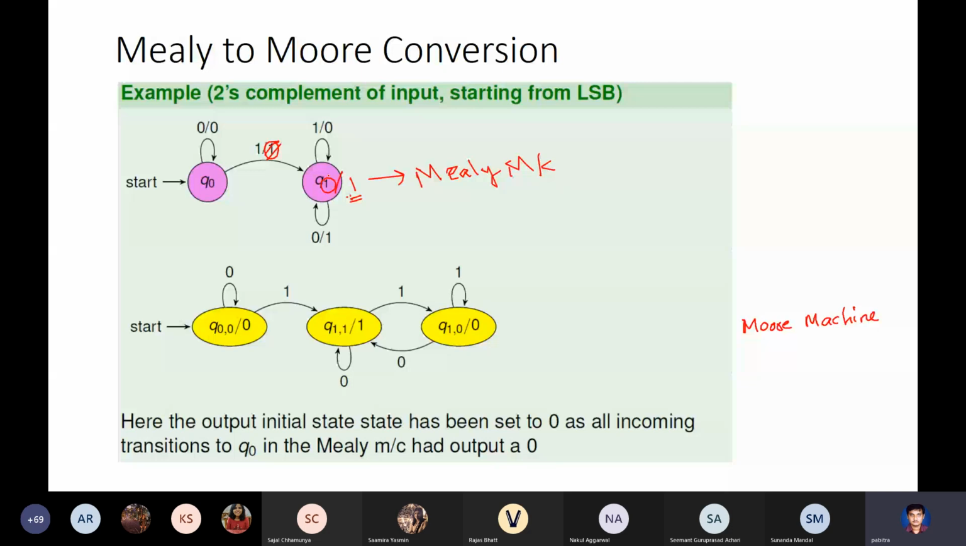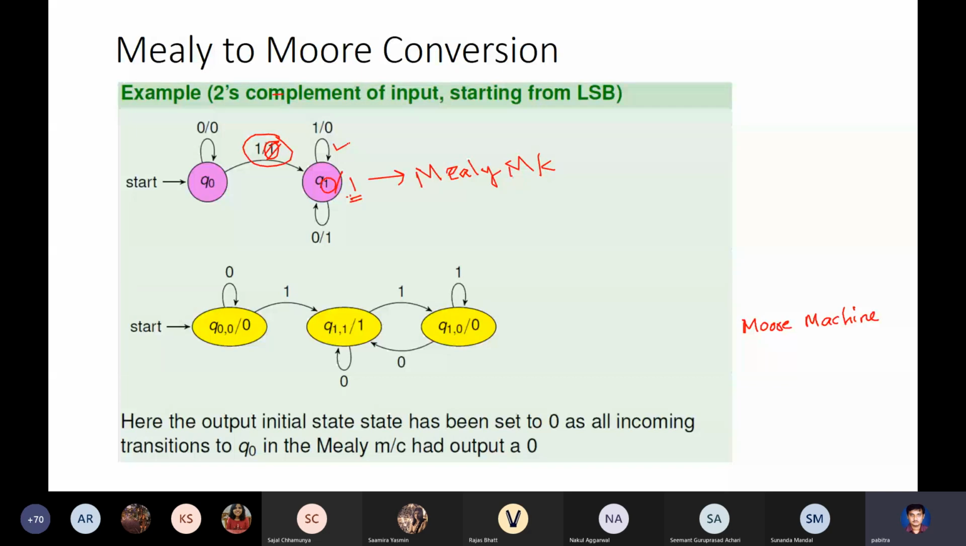So I am in Q1. I received an input 1. I'm back to Q1. I'm in Q1 again, but now I should output a 0 according to this edge in the Mealy machine. But I have already said that whenever I am in Q1, I should output 1. So this is a violation. This is not complying with this edge.